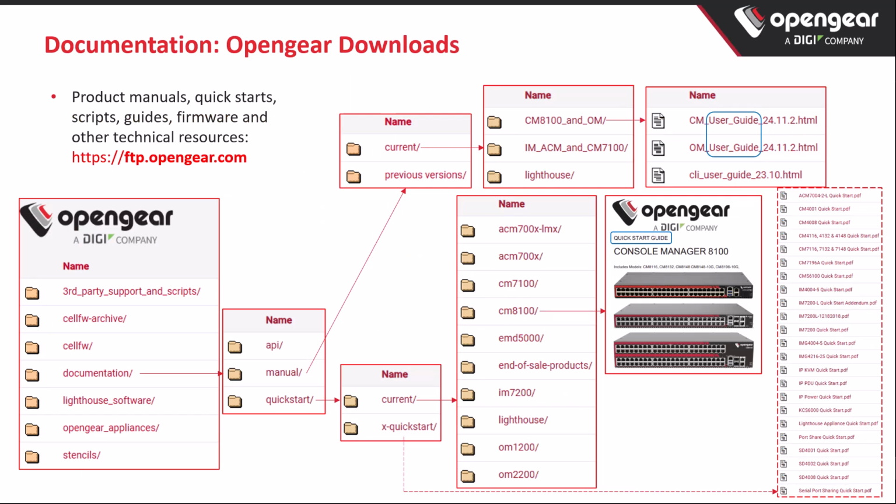Under ftp.opengear.com, we have access to a lot more resource data as well as specific useful files. Specifically, documentation is broken down by API, manual and quick start. For each, the manual and quick start, we indicate what is the latest and greatest or what is legacy, either appliance or legacy firmware. And the same thing goes for the quick start. What is current here and what is legacy?